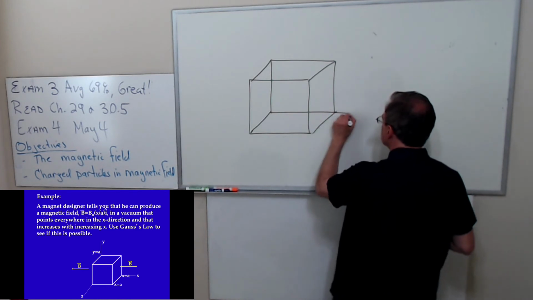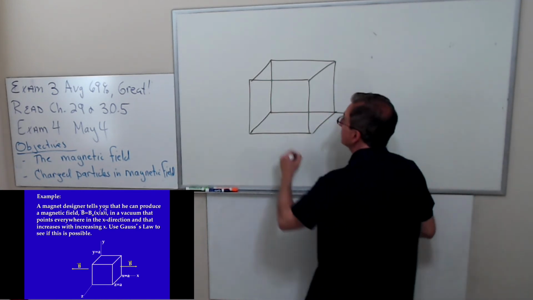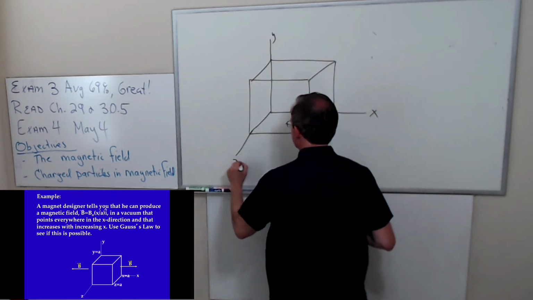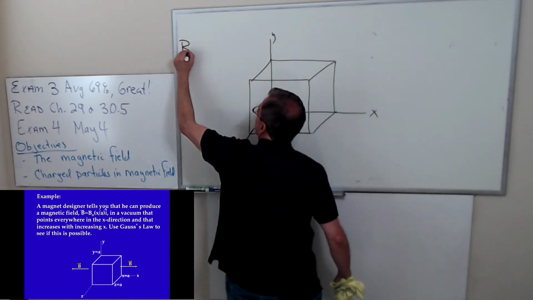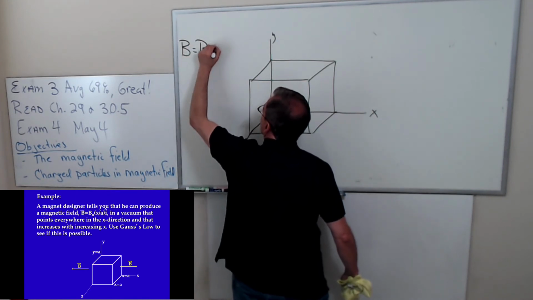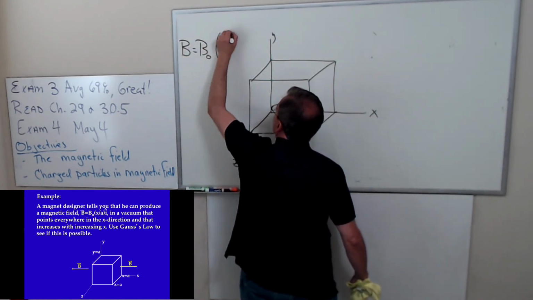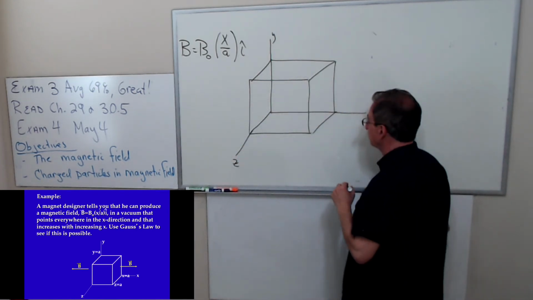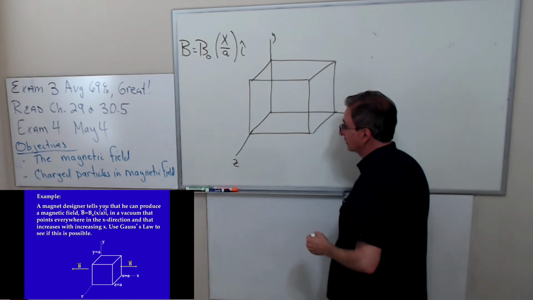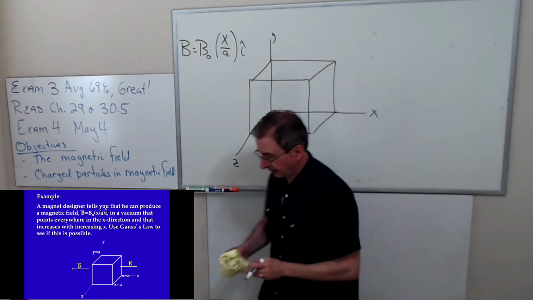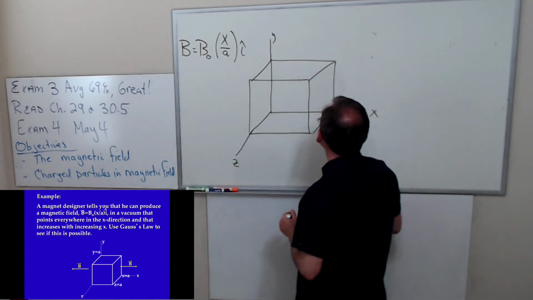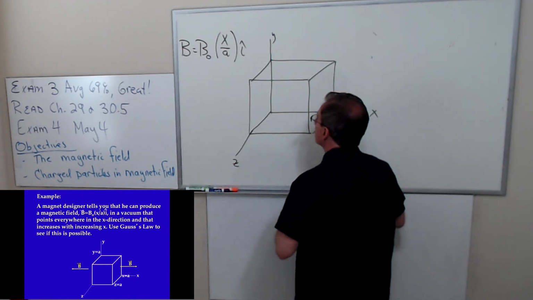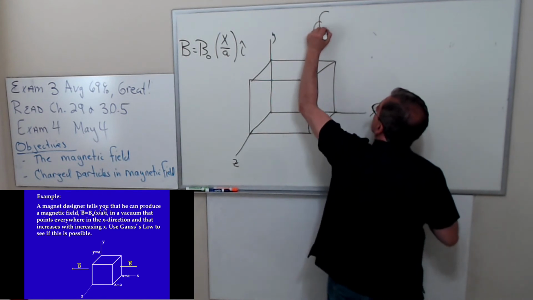So let's make this the x direction. Let's make this the y direction. This is the z direction. And we said that B is B naught x over a i hat. Okay, so each side is a. So which side should we be concerned with? Because we want to take the integral.